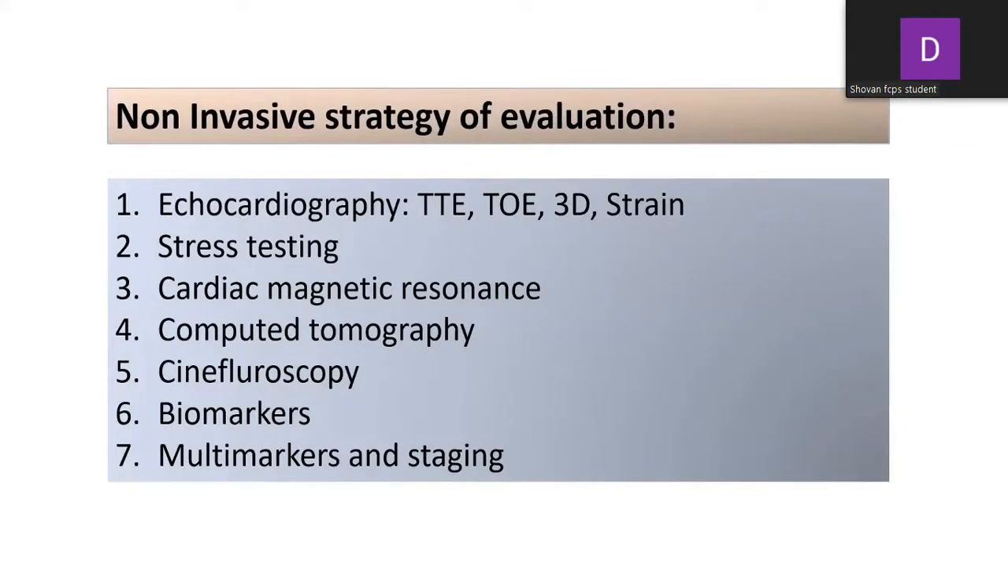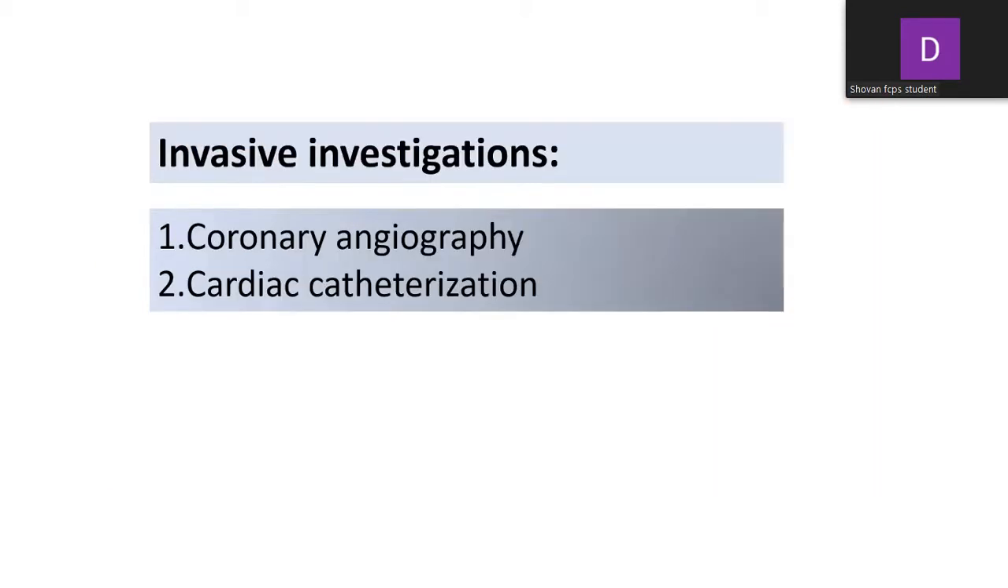ESC recommended some non-invasive strategies for the evaluation. Number 1 is echocardiography, mostly transthoracic echocardiography. But when the image is not clear, or there is a possibility of infective endocarditis or thrombus, it is better to do transesophageal echocardiography. With advanced technology, 3D echo is also available, which gives a good view of the valve. Some asymptomatic patients may need strain echo. Other evaluation studies include stress testing, cardiac magnetic resonance, computed tomography, and fluoroscopy. ESC also advises some invasive facilities like coronary angiography and cardiac catheterization.